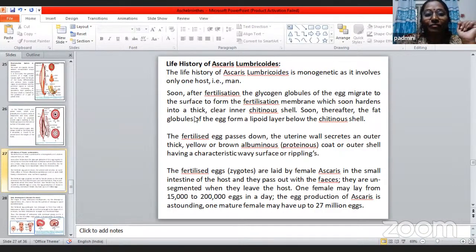Soon thereafter, the fat globules of the egg form a lipoidal layer below the chitinous shell. So that's a chitinous shell. Inside the chitinous shell, they have a lipid layer, which is nothing but what you can also call yolk. Have you seen the yolk of a chicken? The yellow colored one is made up of fat, lipids, and the white colored one is albumin, which is proteinaceous in nature.